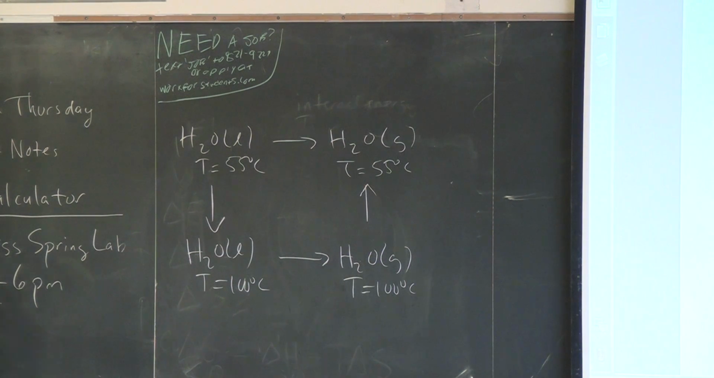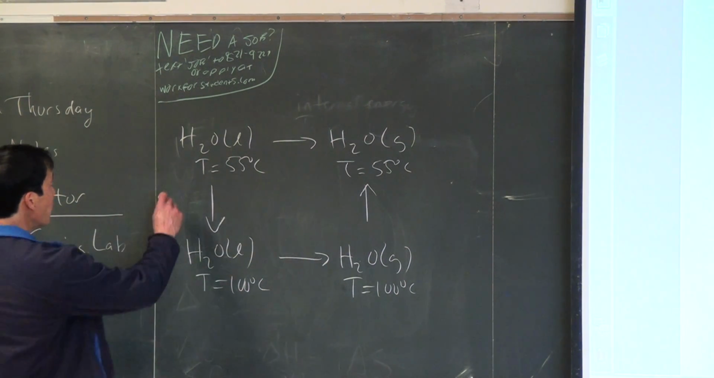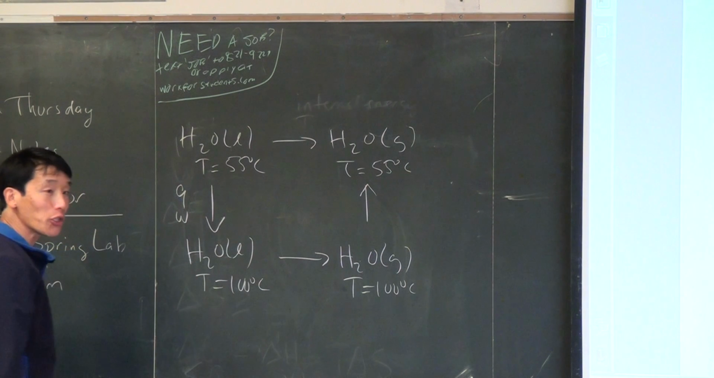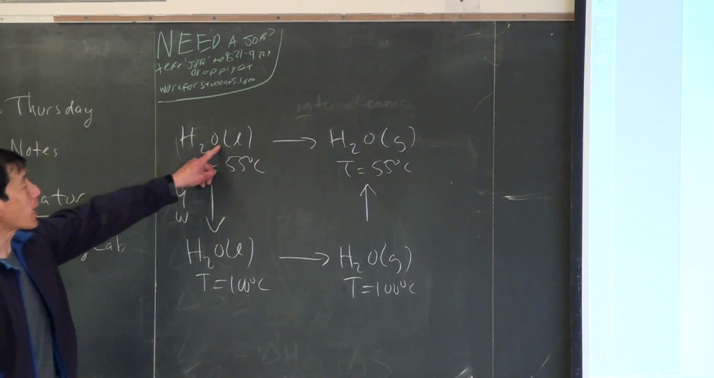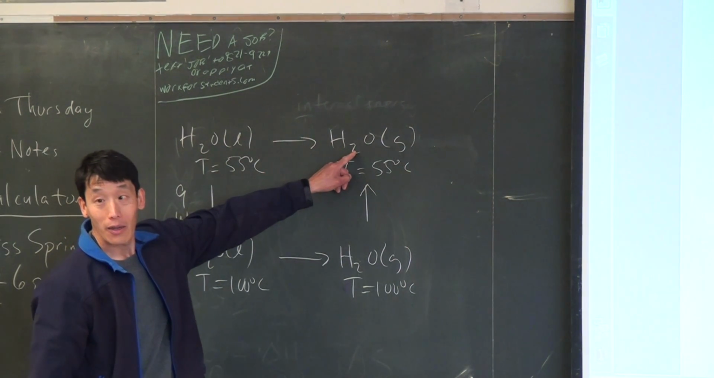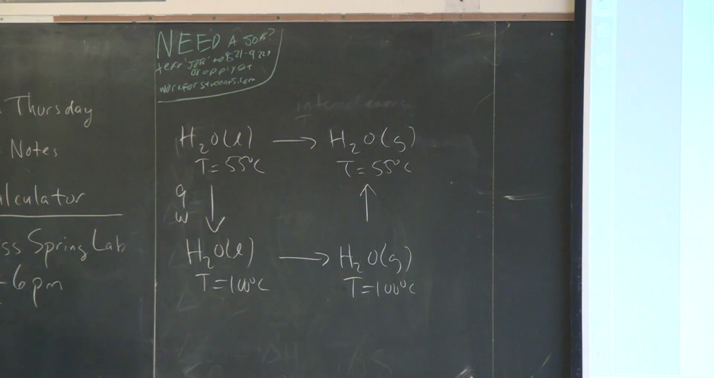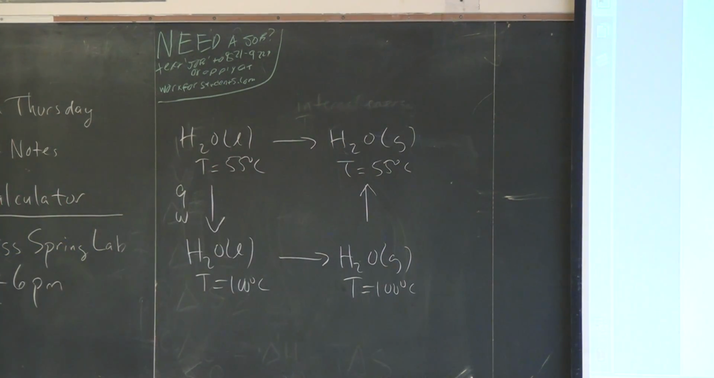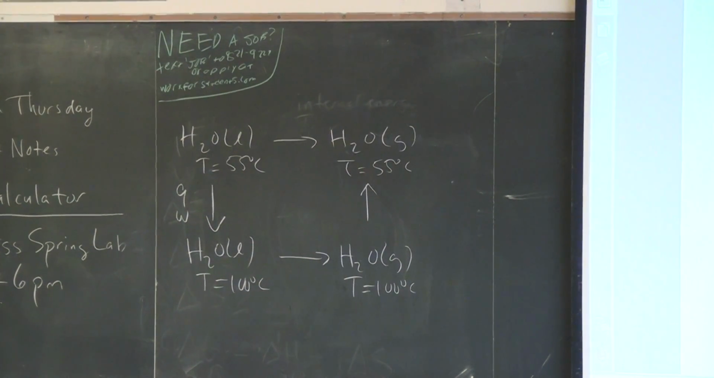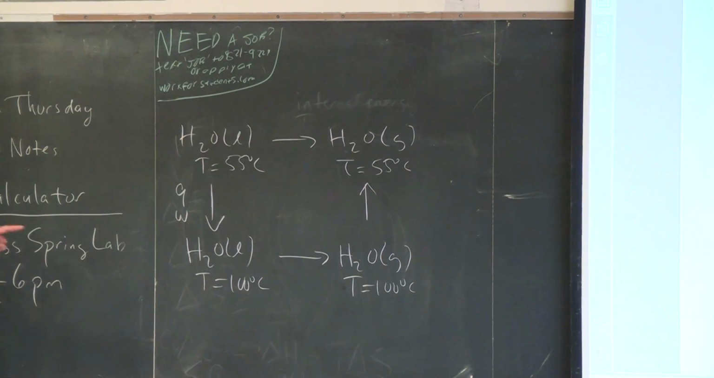So Q and W are called path functions because those two quantities are determined by the path you take getting from your initial state to your final state. And the thermodynamic properties, delta E, delta H, delta S, and delta G, depend only on the initial and final states. Okay, so that's more of that abstract thermodynamics for you. So again, it doesn't matter what path you take.